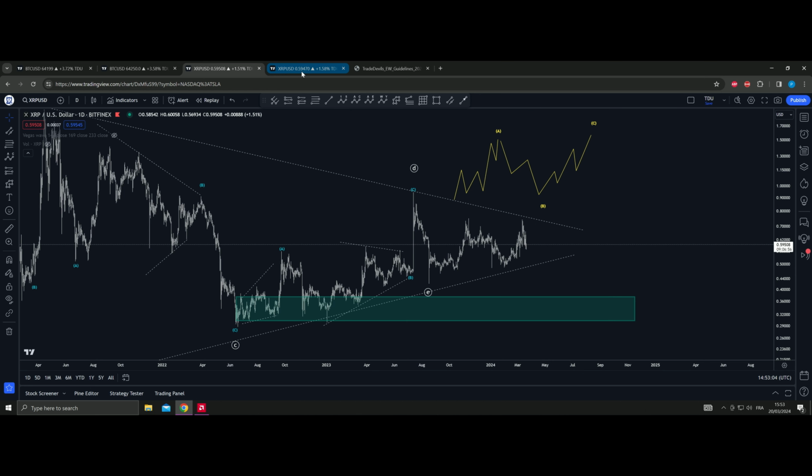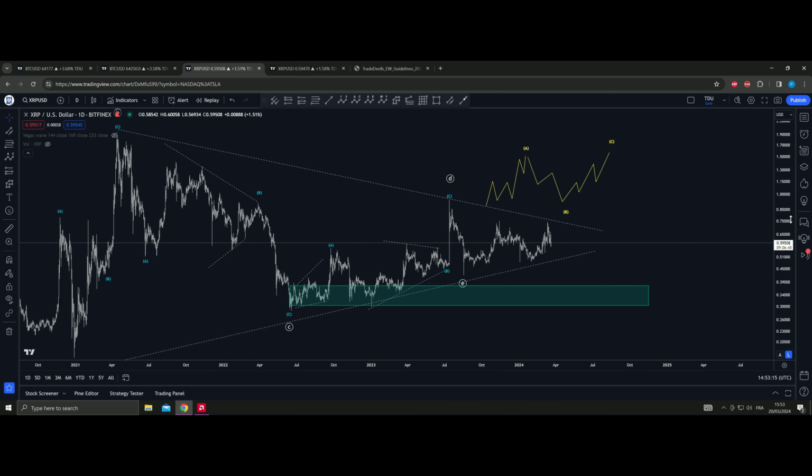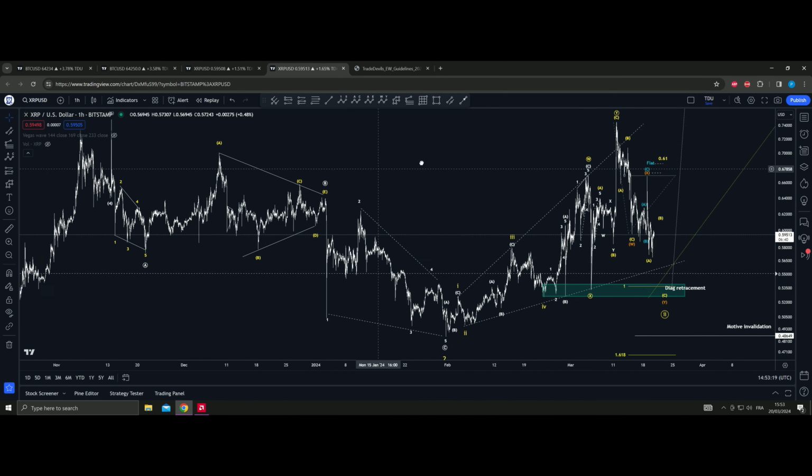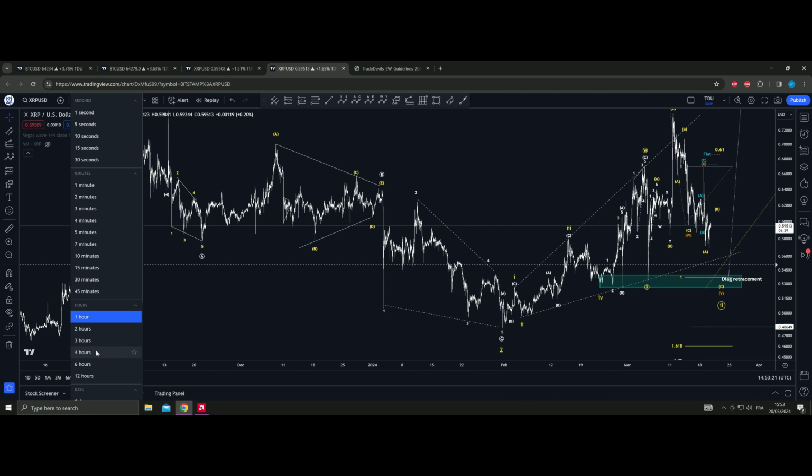And here's the count for that. So if we look at this as a 1, 2 and a 1, 2, well, that means that you don't really want to get left behind if XRP decides to moon right now. And here is the idea of that 1, 2, 1, 2.